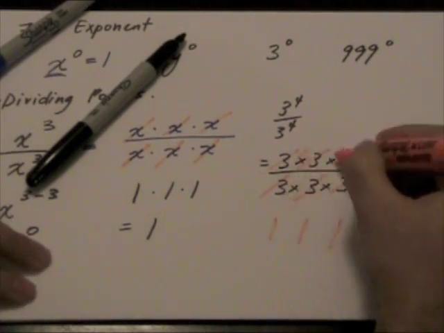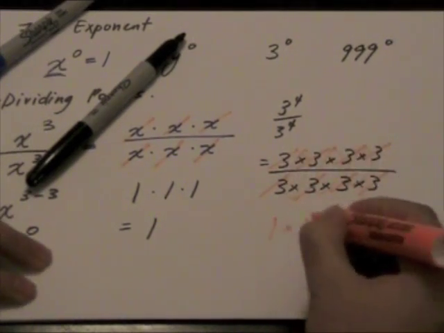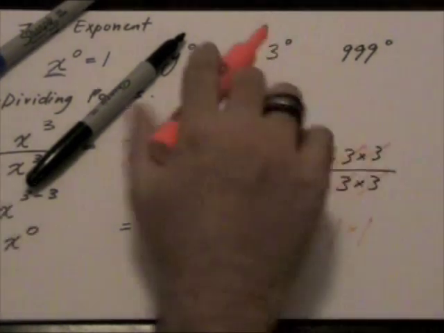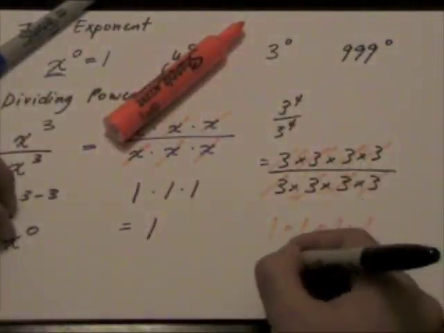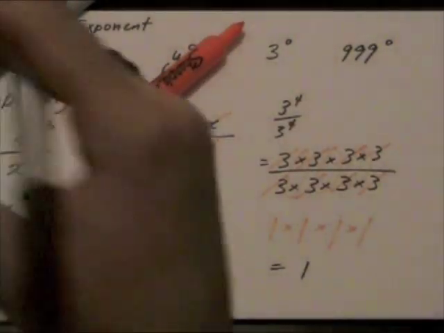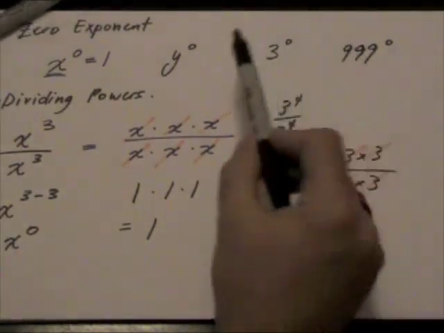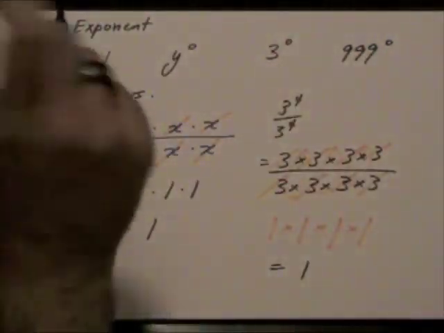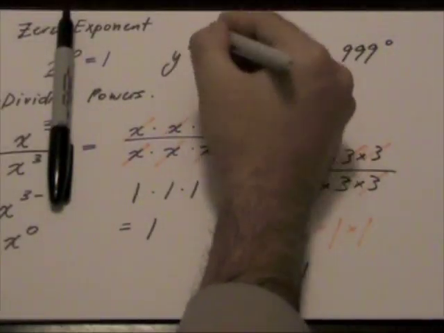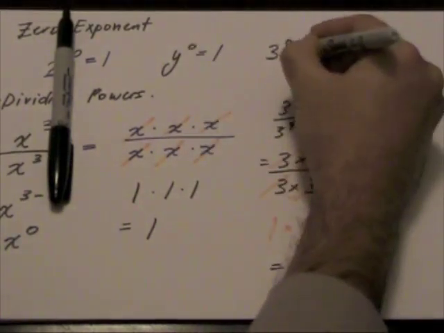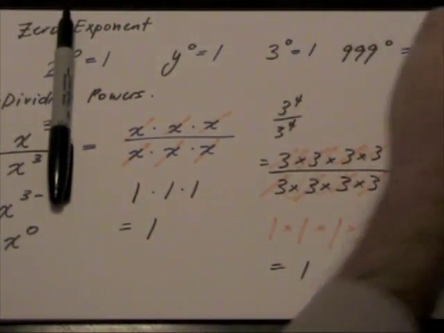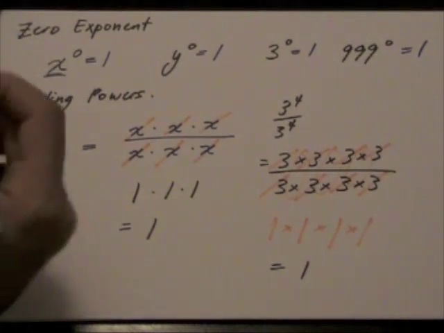And notice all the signs in between are multiplication. So we're multiplying all these, and the value, when we multiply all these, will give us 1. So anytime we have an exponent that is equal to 0, regardless of whether we have numbers or letters, our answer is always going to be equal to 1.